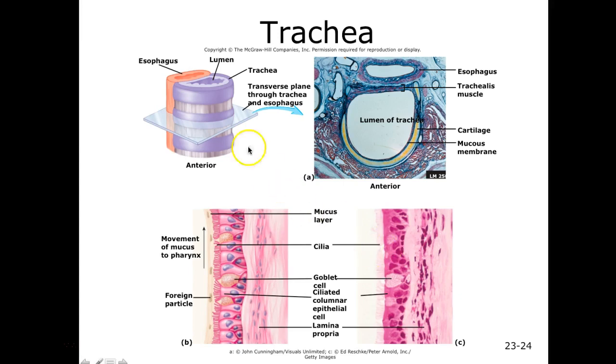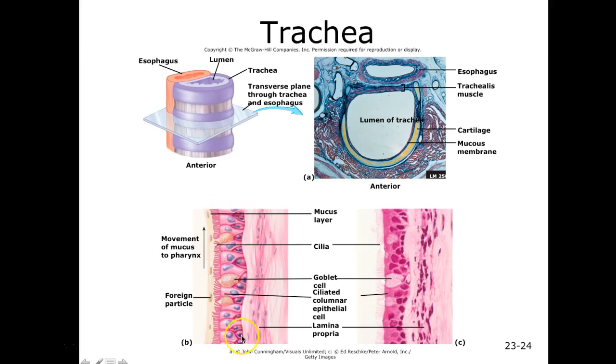Here's just another image to show you that trachea and its relationship with the esophagus right behind it. This is a nice image where in the yellow we see that C-shaped hyaline ring, and then posteriorly it is open and attaching to the esophagus. And then this image down here just showing you your pseudostratified ciliated columnar epithelium with those mucus goblet cells embedded in there.